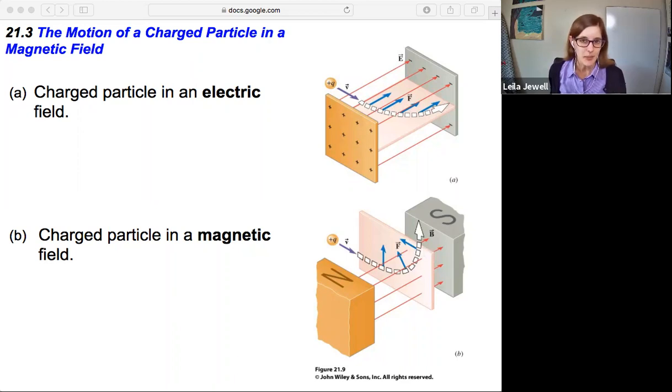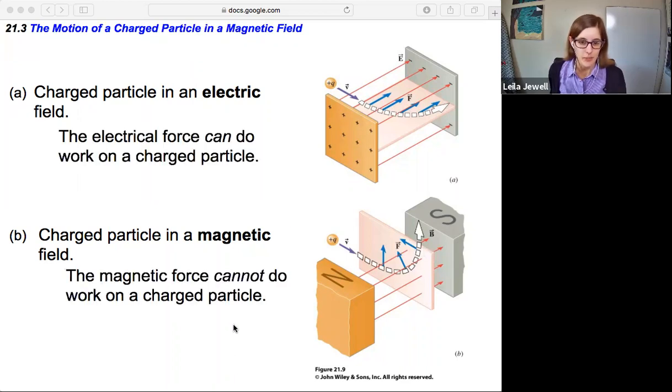This tells us something about the work. The magnetic force, it turns out, cannot do work on a charged particle. The electrical force that we've seen before can do work on a charged particle. It's able to exert a force that's in the same direction as motion of the charged particle. But the magnetic force is only going to exist perpendicular to the charge. So it's not changing the velocity of the charge. It's not doing any work on it. It's just changing the direction of it.